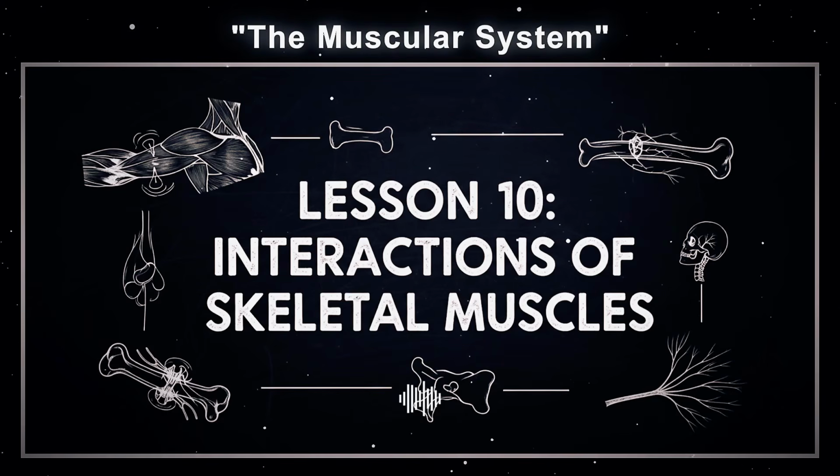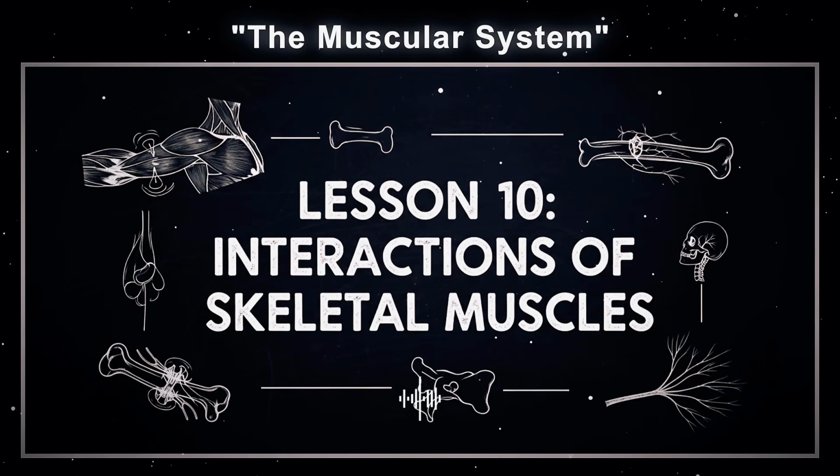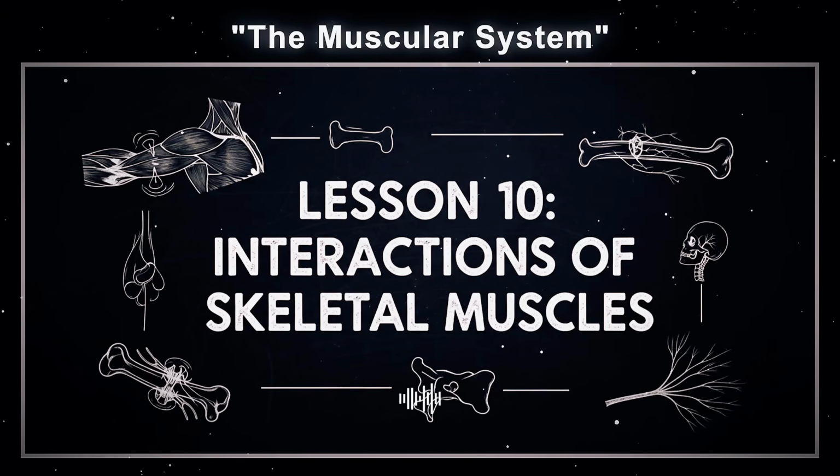Second-class levers. Imagine a wheelbarrow. The wheel, fulcrum, is at the front. The heavy load is in the middle. You lift the handles, effort, at the back. This is a lever of immense strength. You can lift a huge load with a small effort.